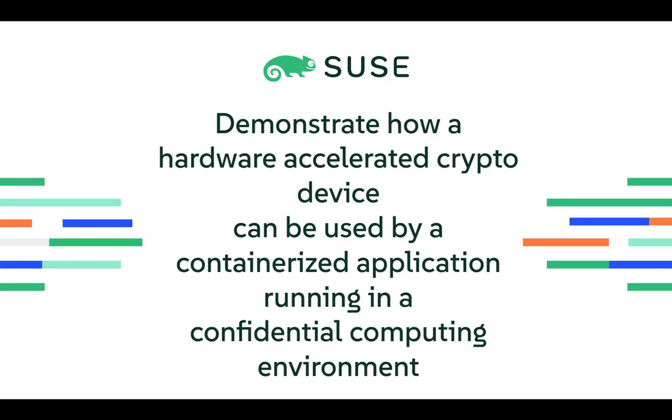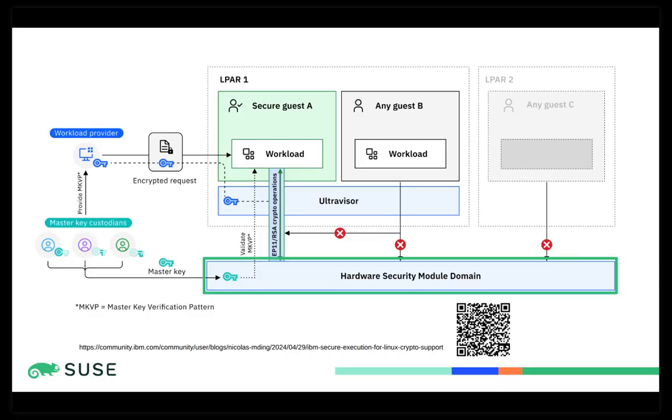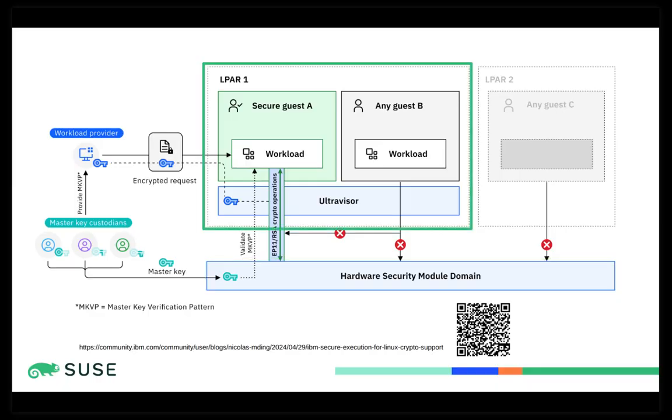Welcome. This video will show how a hardware-accelerated crypto device can be used by a containerized application running in a confidential computing environment. The crypto device is an IBM Crypto Express coprocessor in an IBM LinuxONE 4 system.